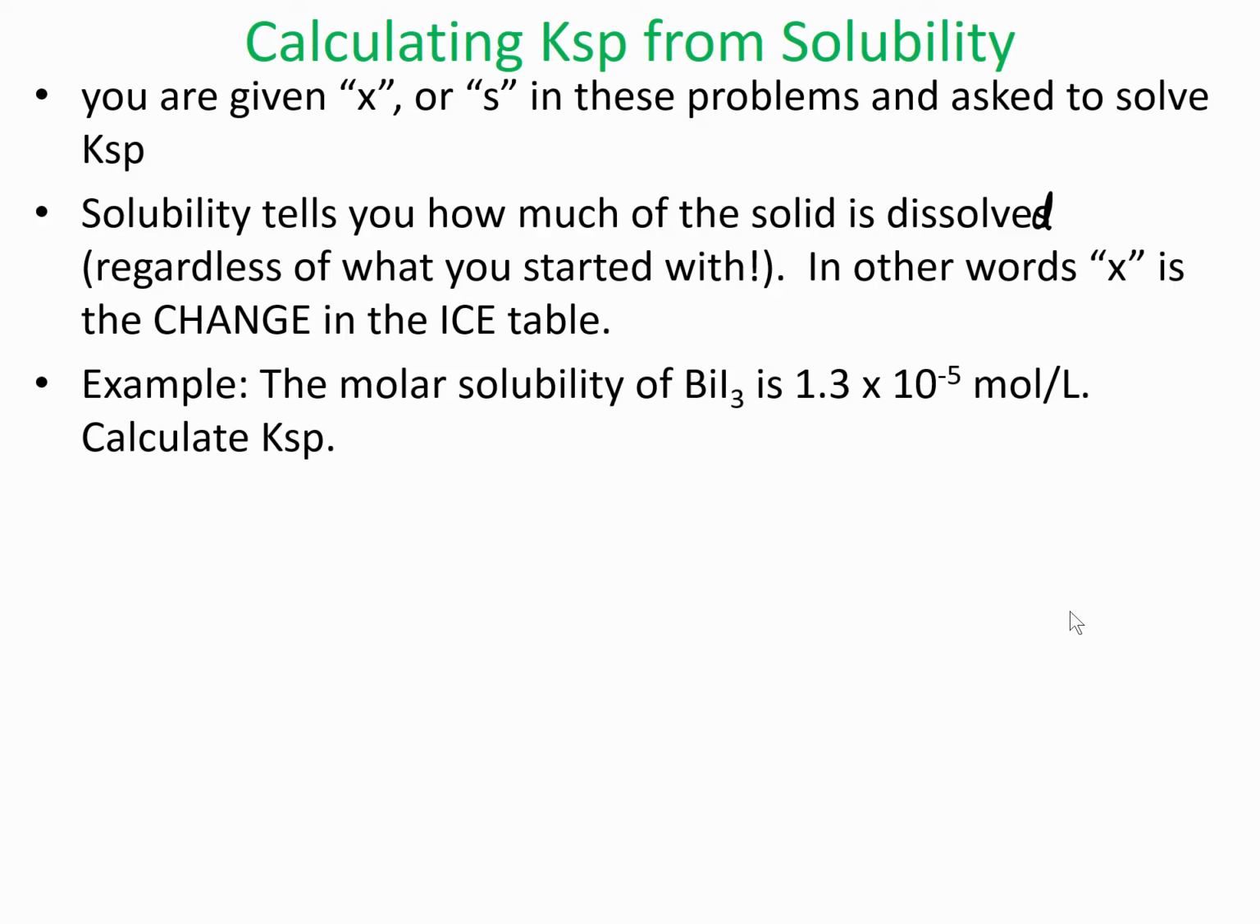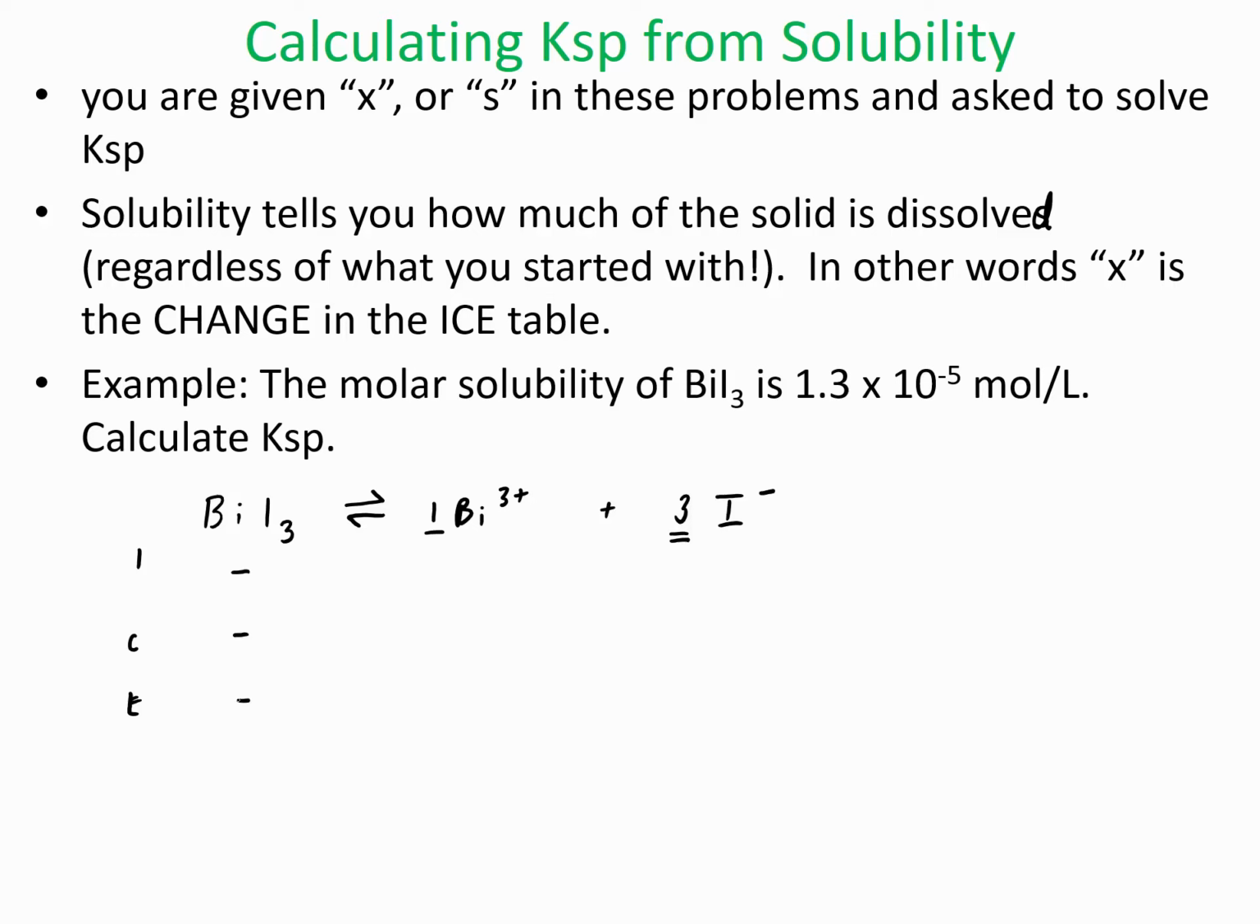So here's bismuth iodide. The solubility is 1.3 times 10 to the negative fifth. Let's start by writing out our reaction. We'll write Bi, bismuth makes a 3 plus, and the iodide ion is a 1 minus. When I balance it, I'm going to have 3 iodides for every 1 bismuth, and this is going to play a big role in how this is done.